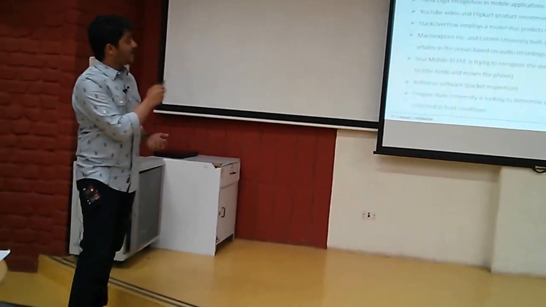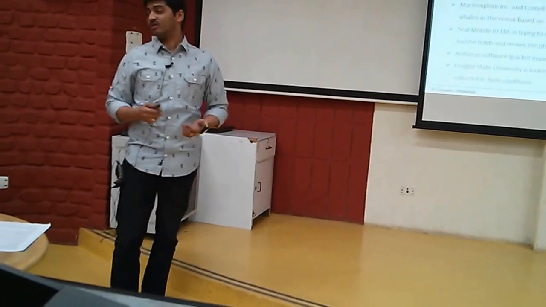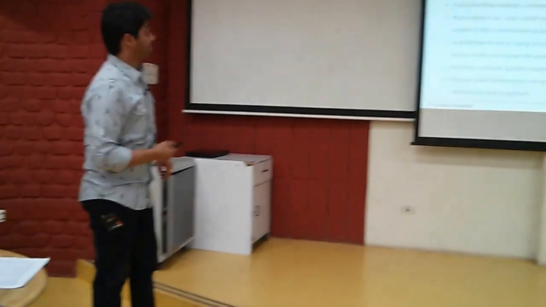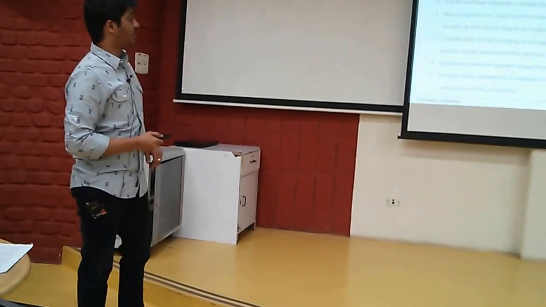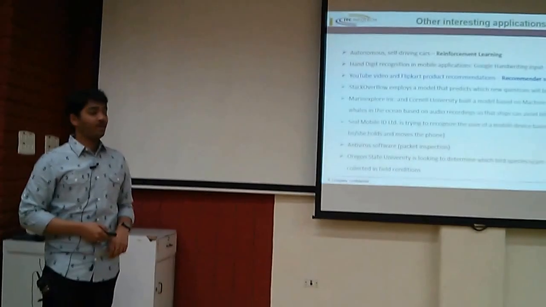And the second one is hand digit recognition. It employs basically artificial neural networks for classification also, like Anshuman was saying. We talked about that, we talked about this, and the third one is YouTube video and Flipkart product recommendations.